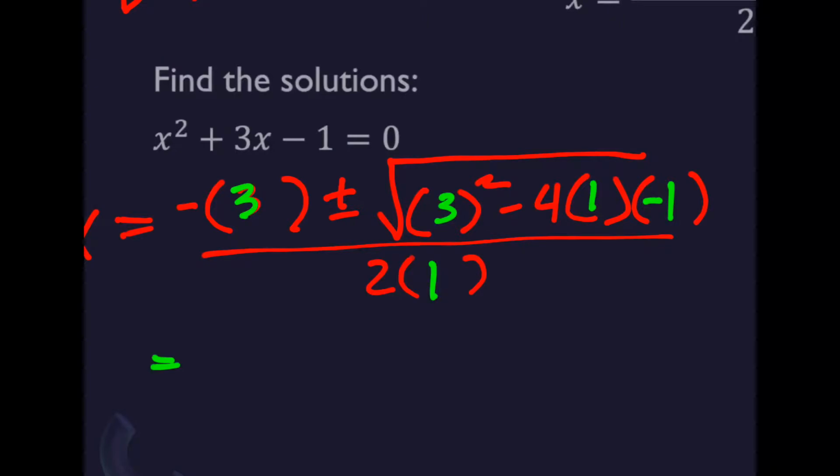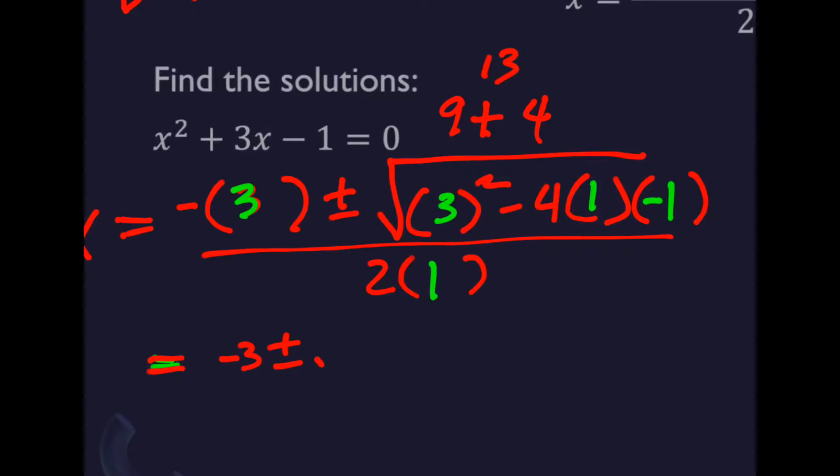So this reduces down to negative 3 plus and minus. Let's go ahead and figure out what's up here. This is 9 minus, and then again we have one of the two being negative. So this is going to become minus a negative, or just plus 4. Okay, which is 13.